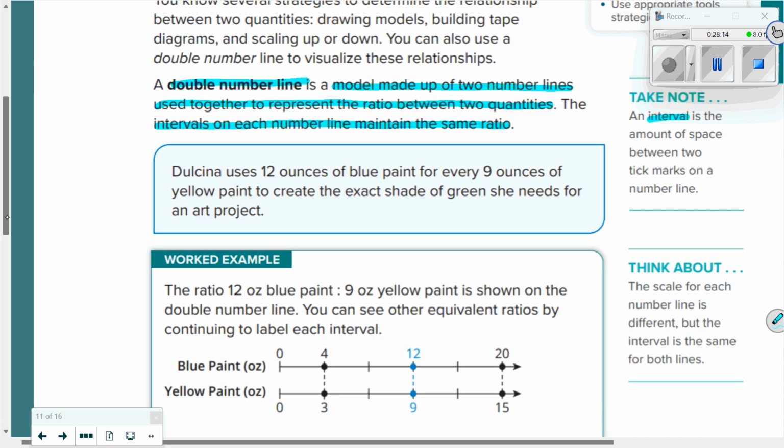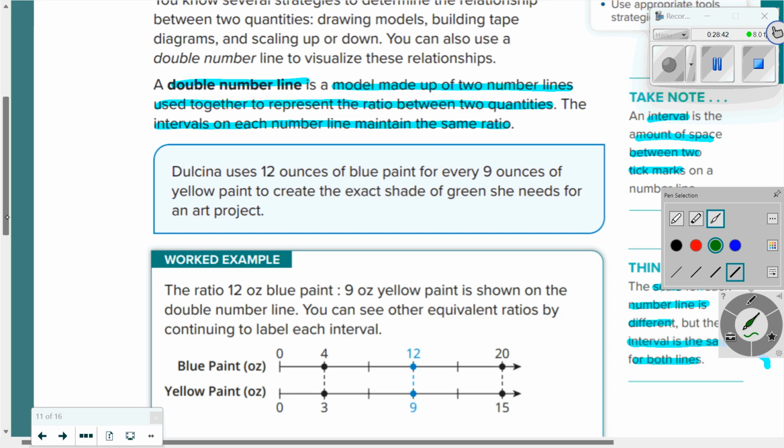The interval is the amount of space between 2 tick marks on a number line, but the scale for each number line is different in a double number line. So my scale is different, even though the interval is the same. Because the interval is the same, that's keeping that ratio constant all the way across it. But my interval is based on which number line it's associated with.